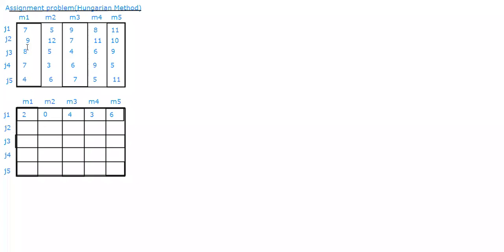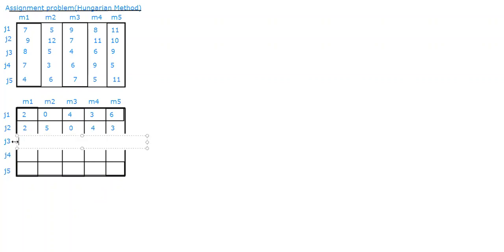Now come down to the second row. Again I have to select the smallest digit. So 9, 12, 7, 11, 10 in the row. Which one is the smallest? It is 7. Now I'm going to subtract 7 from all of these. So first 9 minus 7, we are going to get the answer 2. Then 12 minus 7 is equal to 5. 7 minus 7 is equal to 0. 11 minus 7 is equal to 4. And 10 minus 7 is equal to 3. So here also I got a 0.